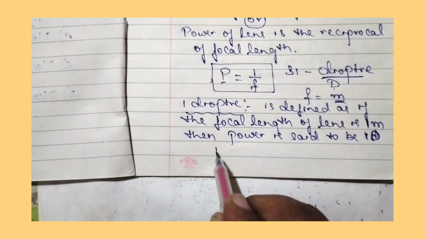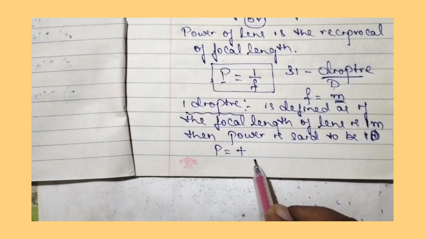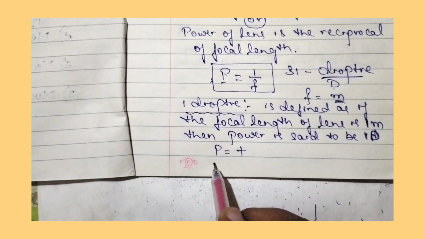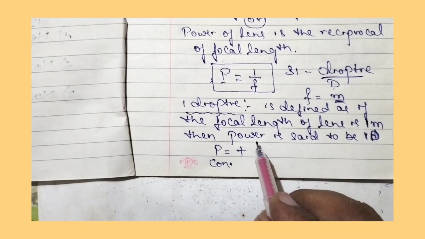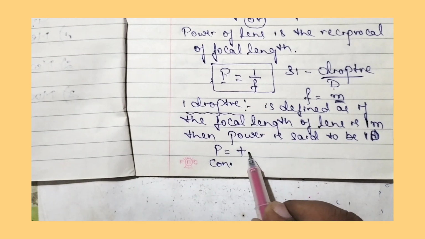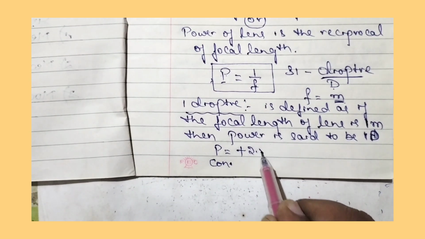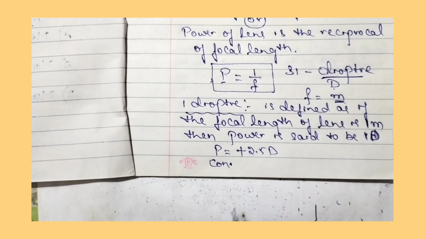if the power is plus, suppose the power is plus 2.5 diopter.